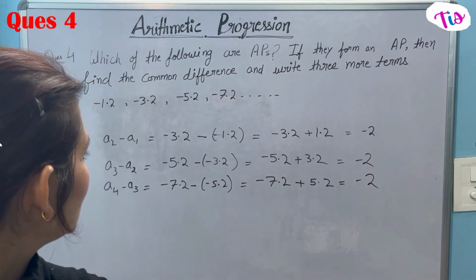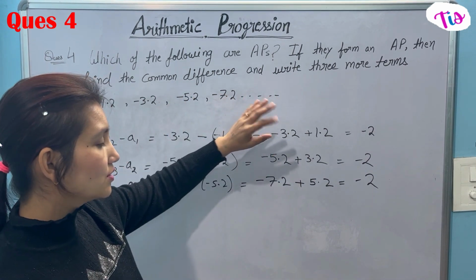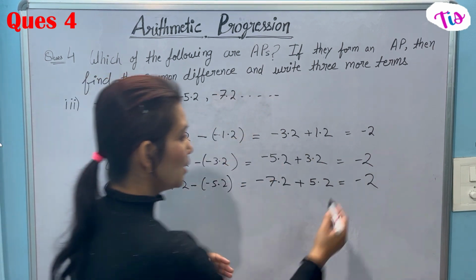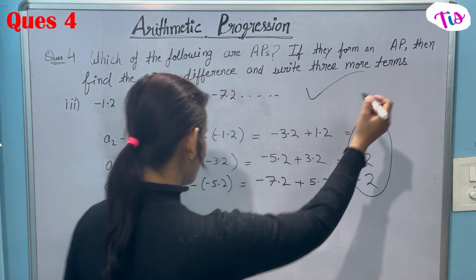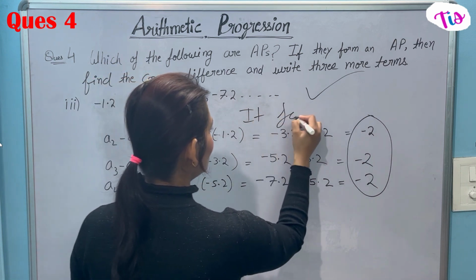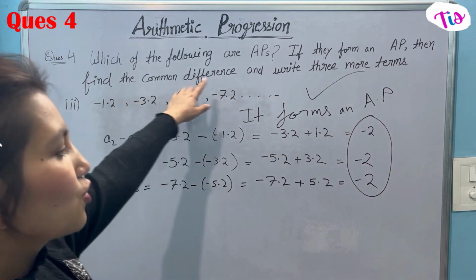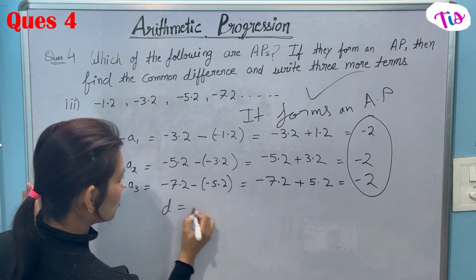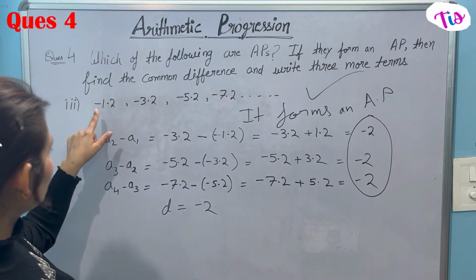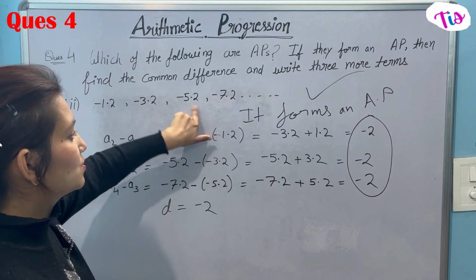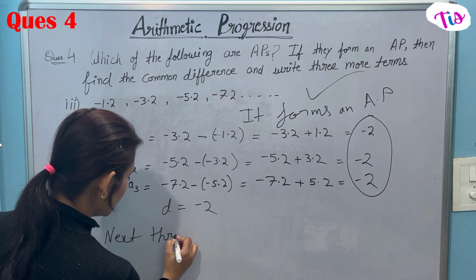So in this case we can see that the difference of consecutive terms is constant. It means this sequence forms an AP. Now what was the next question? You just find out the common difference. So the common difference is minus 2. Now we need to find out the next 3 more terms. You see minus 1.2, minus 3.2, minus 5.2, minus 7.2. So what will be the next 3 terms?